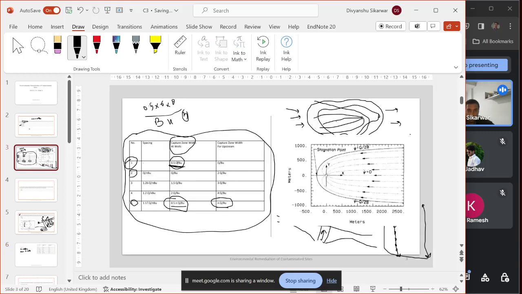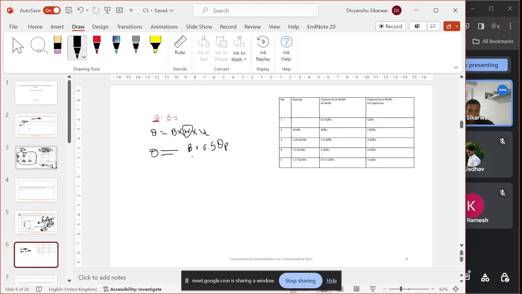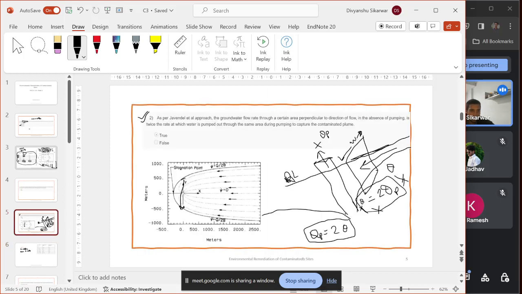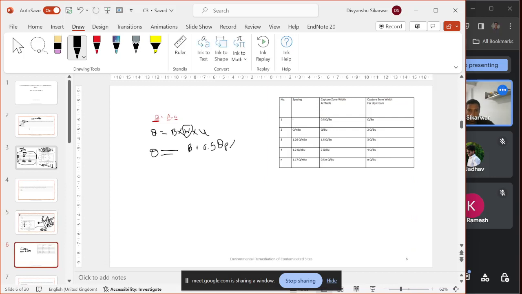Here in this formula, Q is the discharge at which we are taking out water from the well. So in this problem we will replace it as Q_P, because this Q is different. This Q is basically the flow rate, the flow of groundwater. Q_P into, divided by the W, B and W will cancel out.